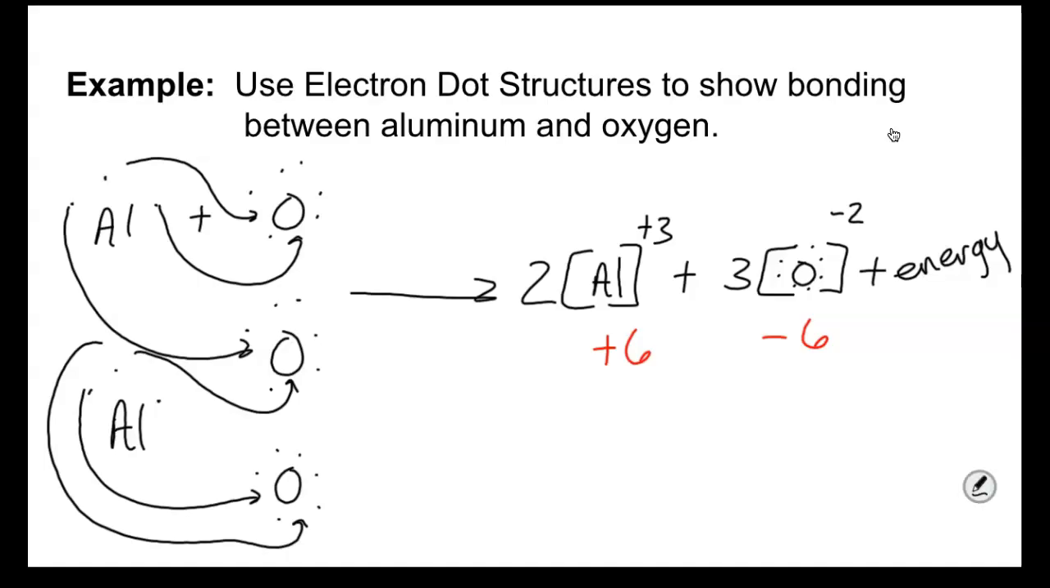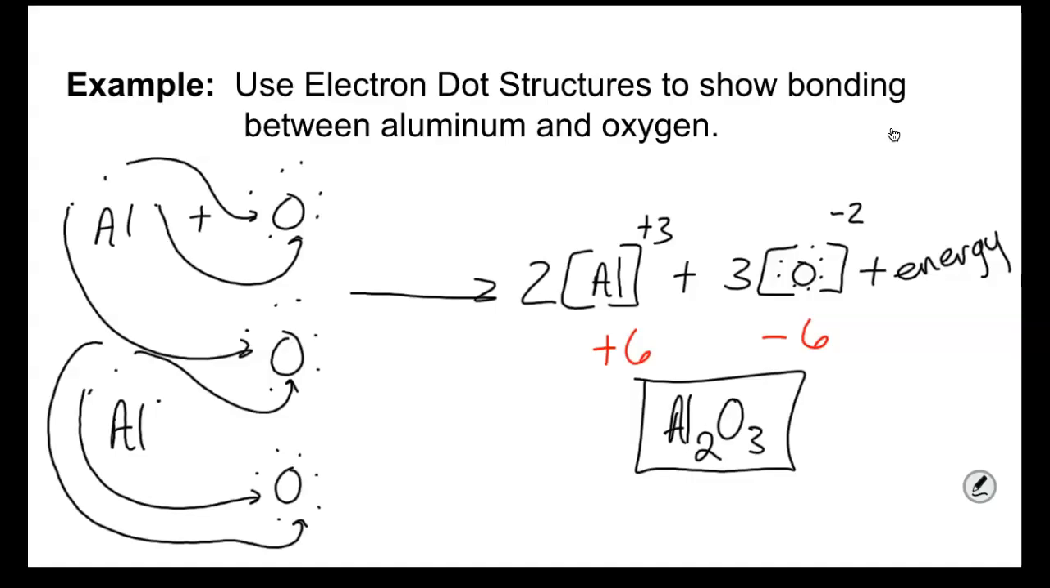And our formula, there are 2 of the positive cations. So it's going to be Al2. And then 3 of the oxide ion. Al2O3 is our formula. And then what I'd like to do is I'd like to quickly show you what the crystal lattice looks like for aluminum oxide.